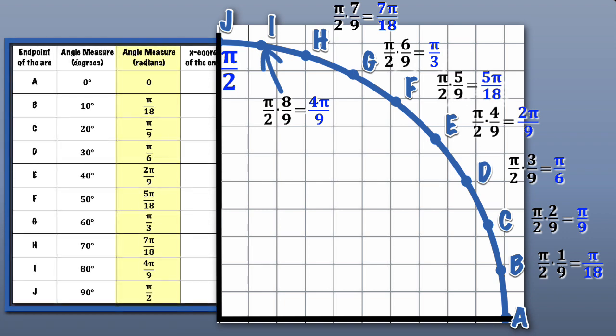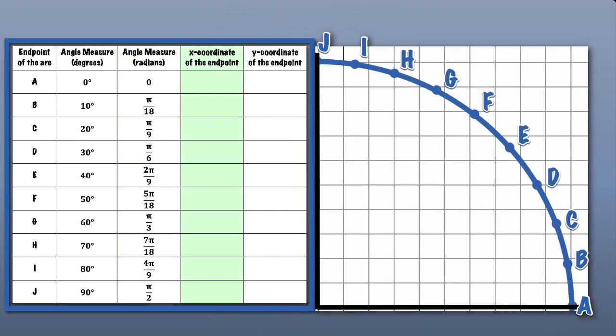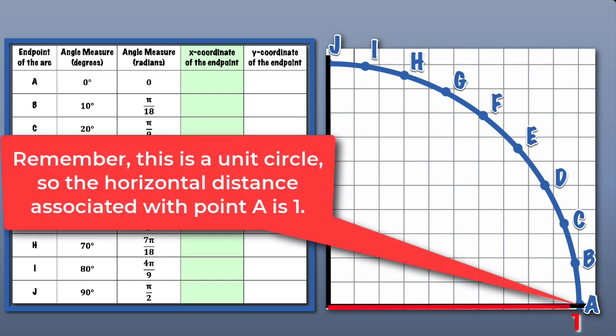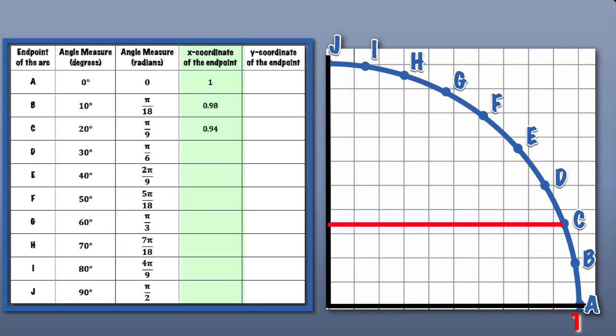So we filled out the first 3 columns. Now we need to determine our end point. So we are simply going to look at our first quadrant and try and guesstimate what that horizontal distance is for each of these points. Point A has an end point of 1. Point B is roughly 0.98, and so on as we complete this first quadrant.